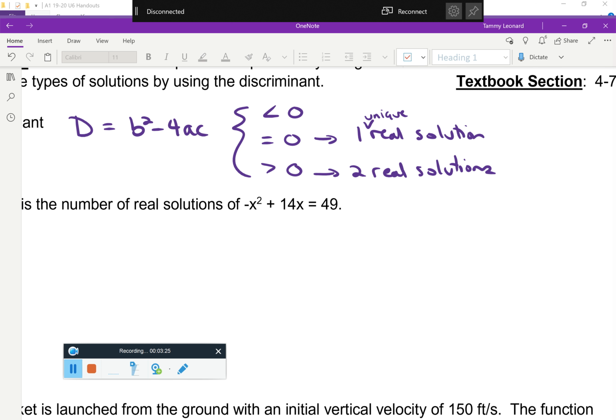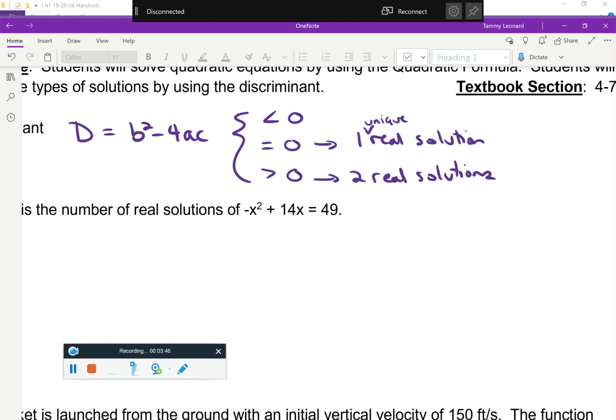So your book is going to call it one real solution for right now, but I'm uncomfortable with that because I know it's coming in Unit 5. And if we let ourselves think of that as really being one solution, Unit 5 gets a little confusing. So I'd like you to think of it as two solutions that happen to be the same. Good? So we call it one unique solution.